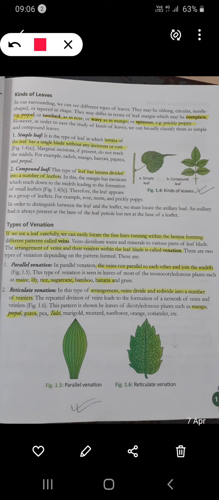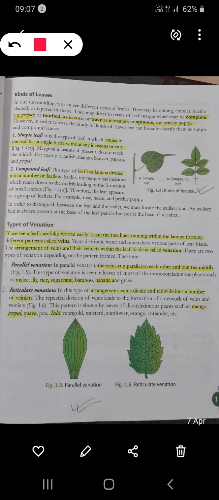Now we will discuss kinds of leaves. There are 2 kinds of leaf, simple leaf and compound leaf. We can look at here, it is a simple leaf, but in the compound leaf there are so many tiny leaves here that are called leaflets. So all leaflets are attached to a common petiole. There is a common petiole and all leaflets are arranged together, so that is called a compound leaf.